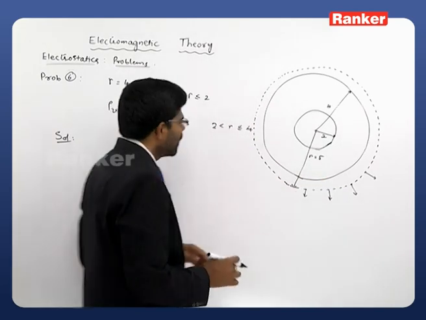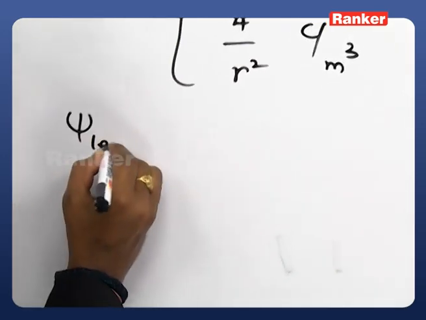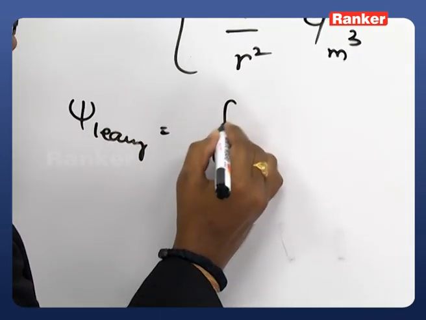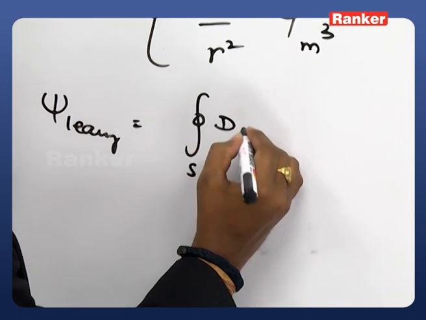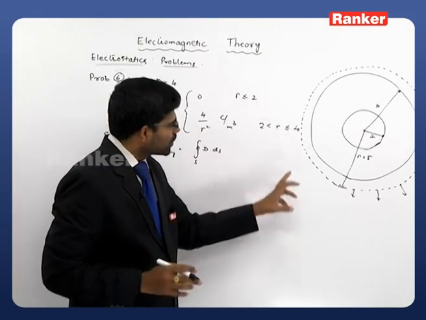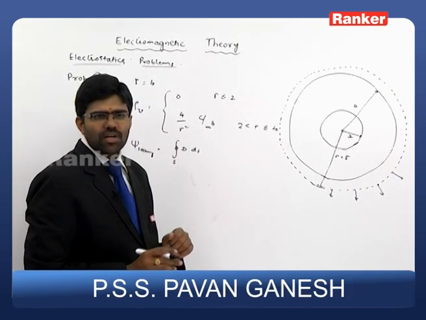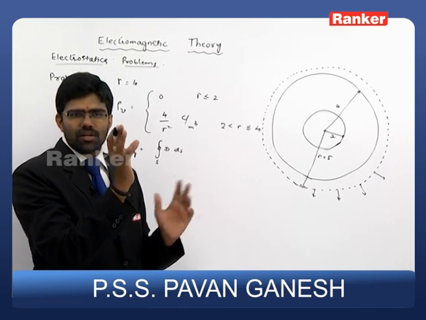Now equate them. How can the total flux leaving through this surface be calculated? The flux leaving is given by the same formula we have been using, the surface integral of D dot dS. Since it is a closed surface integral of D dot dS, and this D is uniformly distributed, we can bring it out.